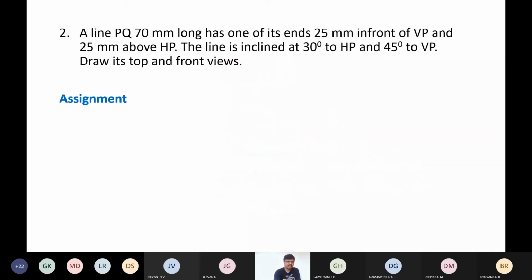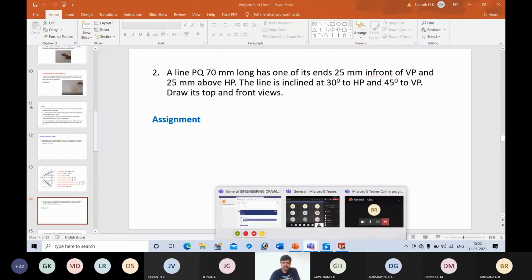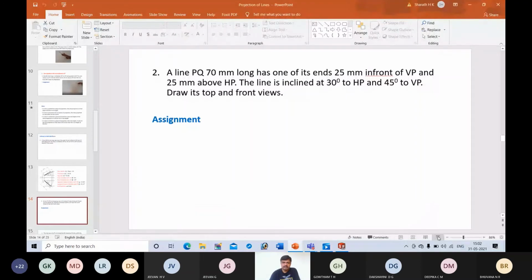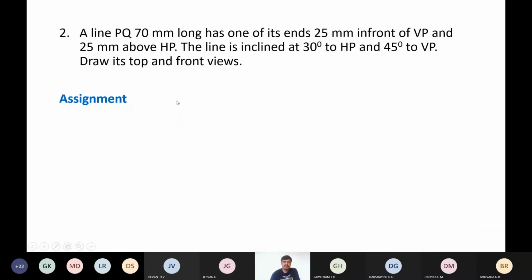Next, there is one more problem similar to this, with almost the same data. You can try this on your own so that you become familiar with the construction procedure. After this class, I will share this PPT. I created an assignment, so you should solve it and submit it. Same data as the previous problem, same procedure to follow, and then you will become familiar with the construction procedure.